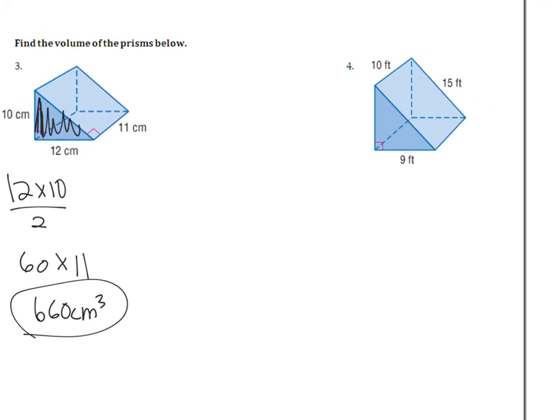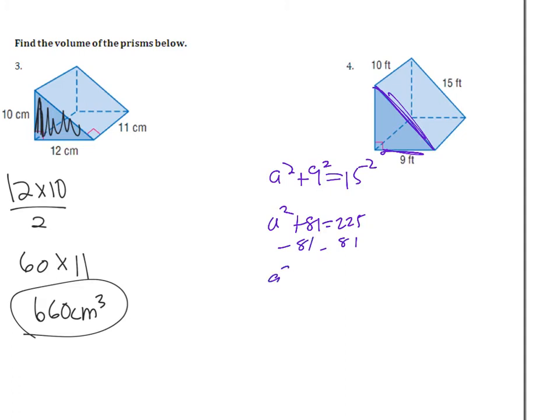Over here, I'm in a little bit of a predicament. I know that this is 15 and this is 9. So I've got to do a little Pythagorean theorem to figure out the height. So a squared plus 81 equals 225, so a squared is going to be 225 minus 81. So that's going to be 144. So a will be 12.